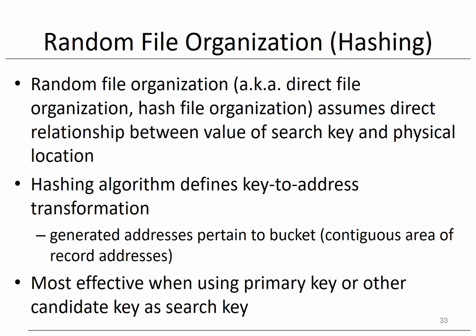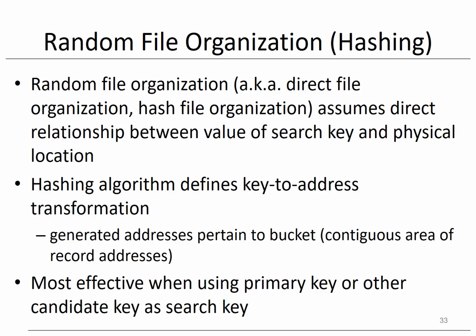With random file organization, also called direct file organization or hash file organization, there exists a direct relationship between the value of the search key and a record's physical location. In this way, a record can be retrieved with one or at most a few block accesses if the key value is provided. This relationship described above is based on hashing. A hashing algorithm defines a key-to-address transformation such that the record's physical address can be calculated from its key value.